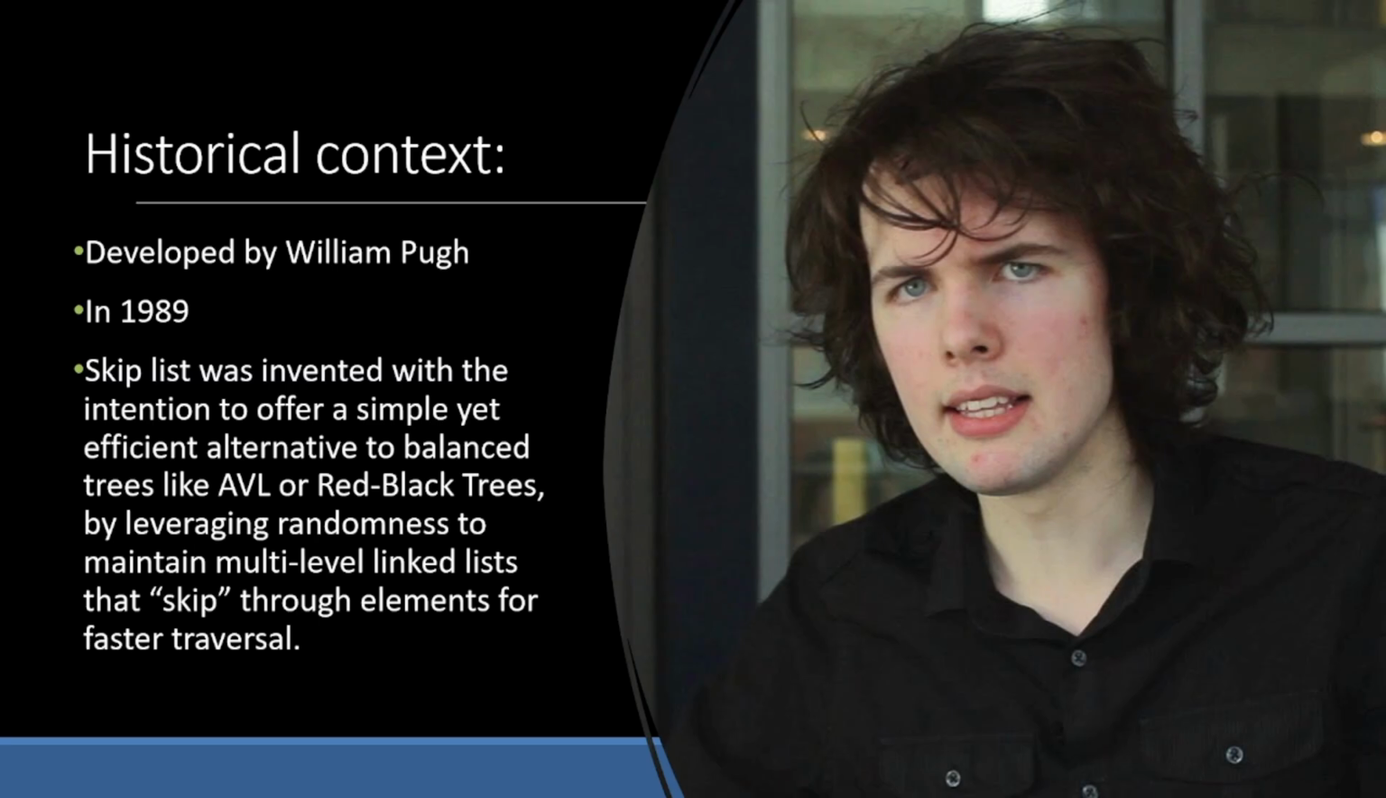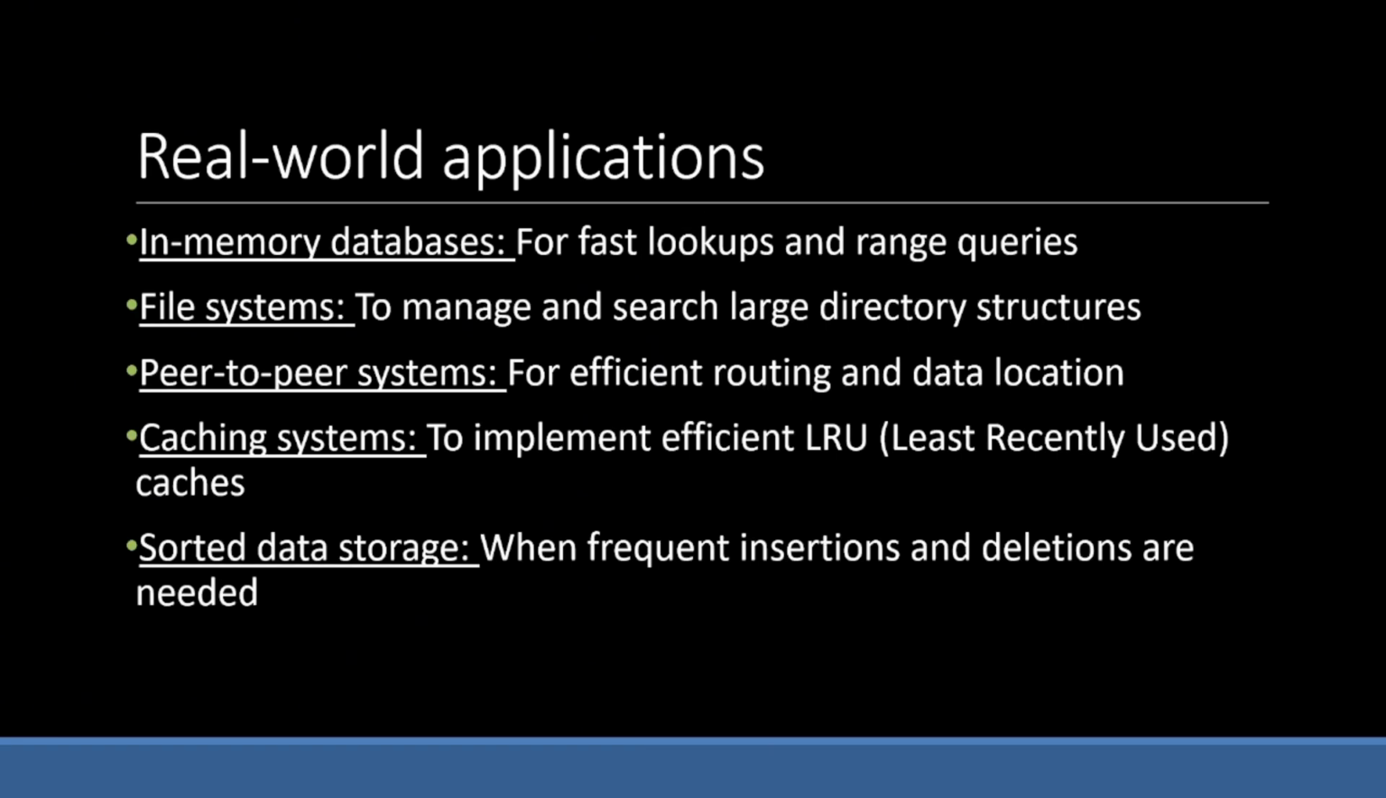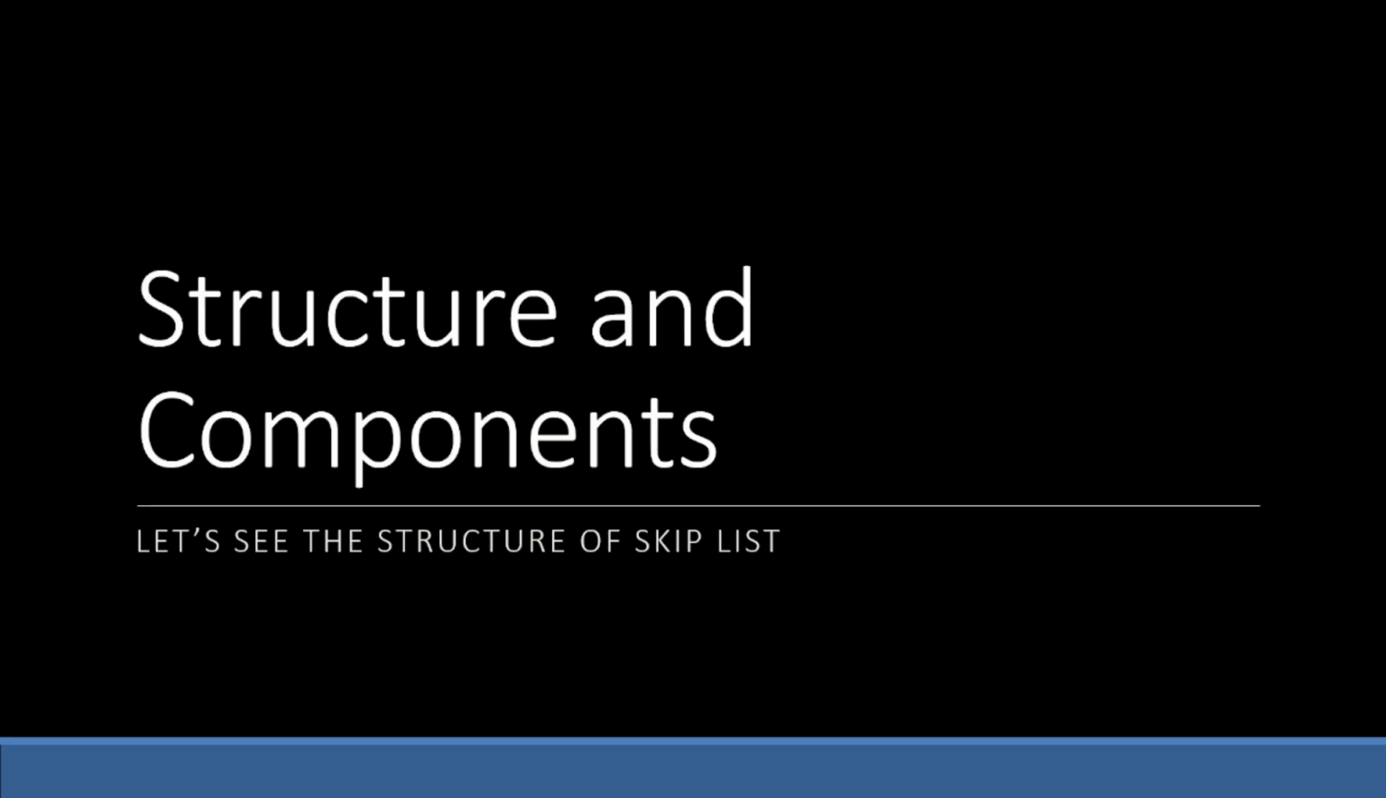William Pugh is the developer of the skip list, which he invented in 1989. He developed it because he wanted to invent something that offers a simple but efficient alternative to balanced trees like AVL or red-black trees, by leveraging randomness to maintain multi-level linked lists that skip over elements for faster traversal. Some real-world applications for skip lists are in-memory databases, file systems, peer-to-peer systems, cache systems, and sorted data storage. Let's talk about the structure and components of the skip list.